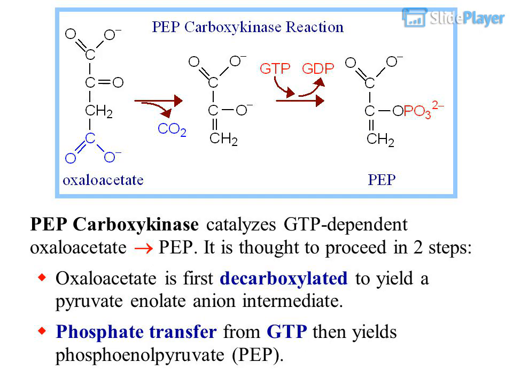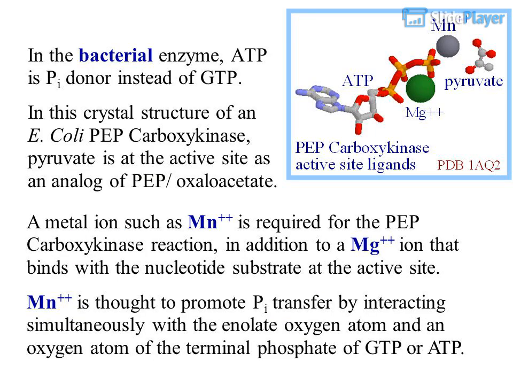PEP carboxykinase catalyzes GTP-dependent oxaloacetate to PEP. It is thought to proceed in two steps. Oxaloacetate is first decarboxylated to yield a pyruvate enolate anion intermediate. Phosphate transfer from GTP then yields phosphoenolpyruvate, PEP. In the bacterial enzyme, ATP is Pi donor instead of GTP.